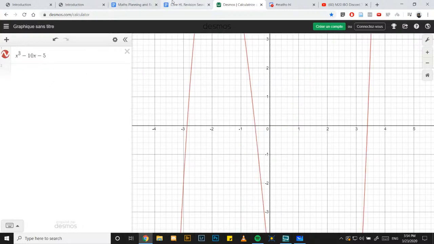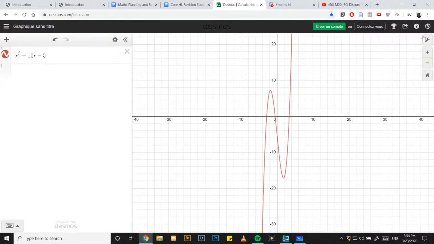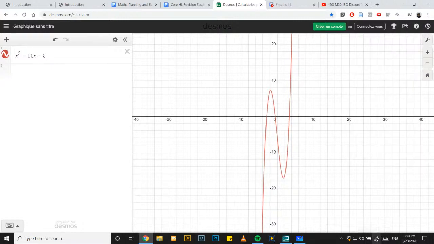Now, I said that there were two ways to figure out whether or not there's a maximum or a minimum, and the other way to do this is to look at something called the concavity of the function.